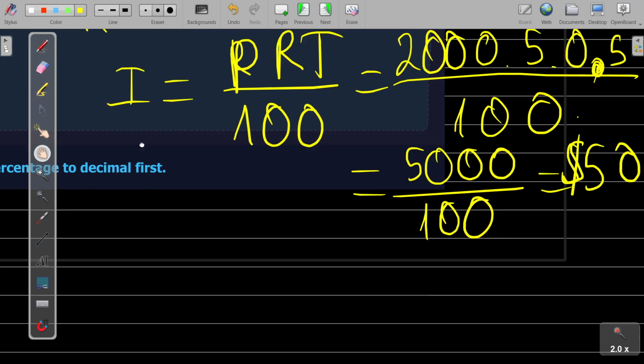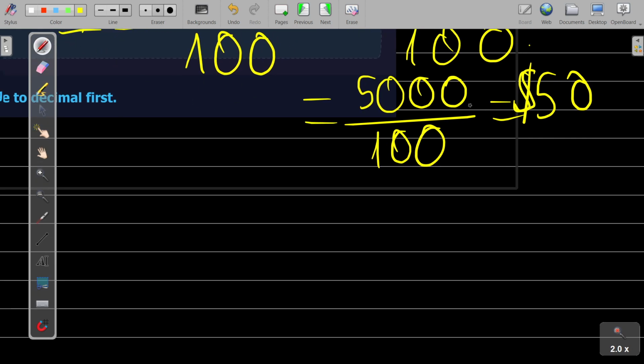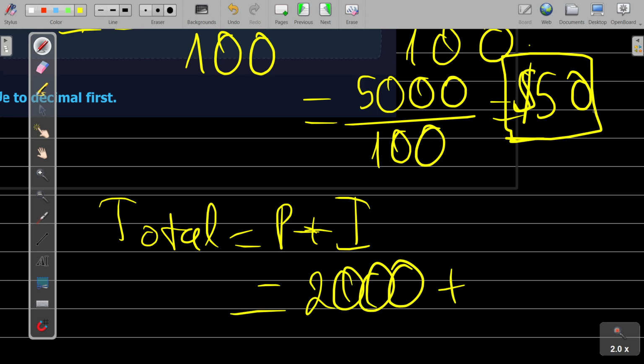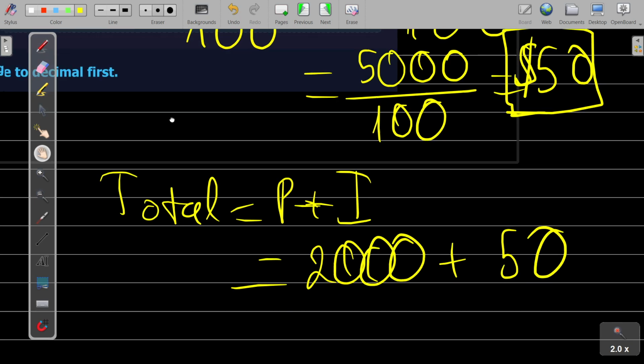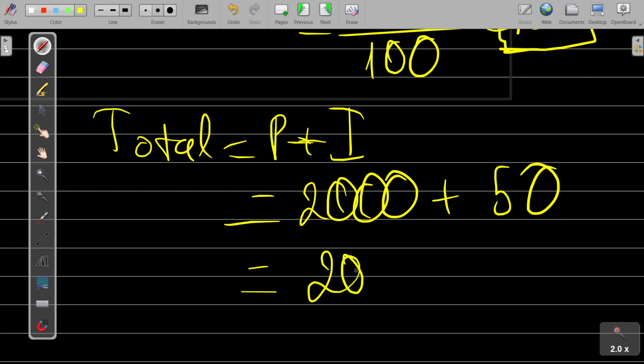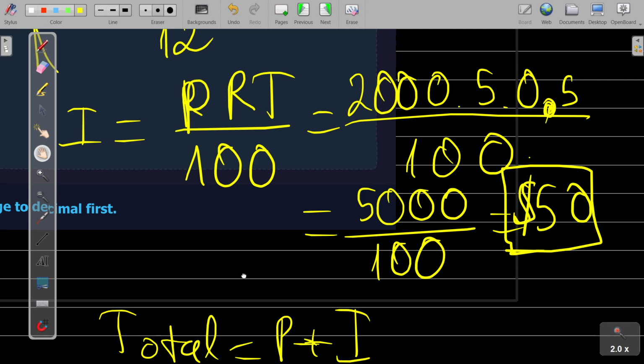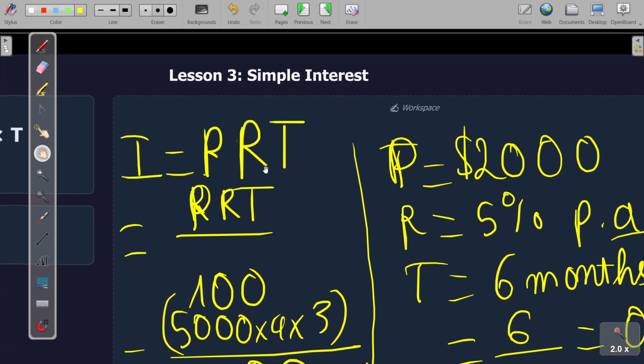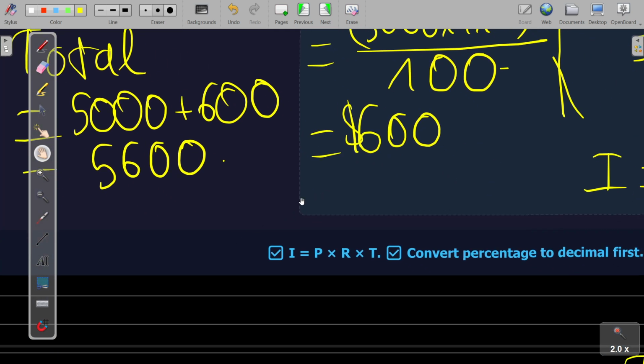And just in case they ask about the total amount of dollars that you have in your bank account, then you just need to write out total equals P plus I. So you have P, which is 2,000, plus I, 50 here. This is going to give you $2,050. That's it. So please remember this step. Some questions can ask you what the total amount in your bank account is, and they won't ask you the interest.